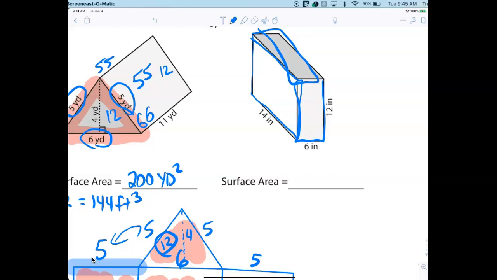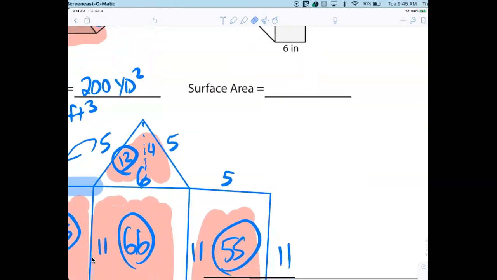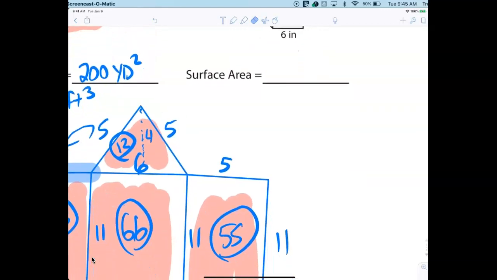I want you to understand how to calculate the surface area. But for us, again, formula based, we don't have to write the net for this one. Underneath that, I want everybody to write: surface area is 2 times the area of the base plus the perimeter times the height. That is the formula for surface area of a prism.